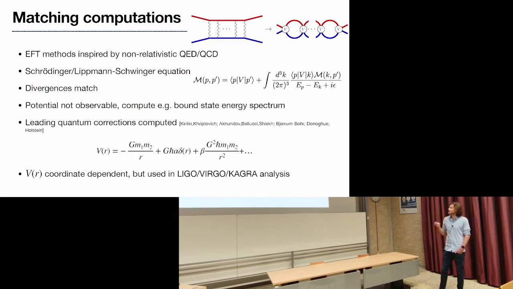One possibility is to do a matching computation to determine the scattering potential, starting from either the Schrödinger equation or the Lippmann-Schwinger equation. In this approach, you will find that the divergences match. For a long time, this has been the most prevalent approach. It's very nice because it's very close to what the analysis actually wants, because the output of this computation is the potential. The small issue is that the potential still is not really observable, so it still carries some coordinate dependence, which we don't really like.